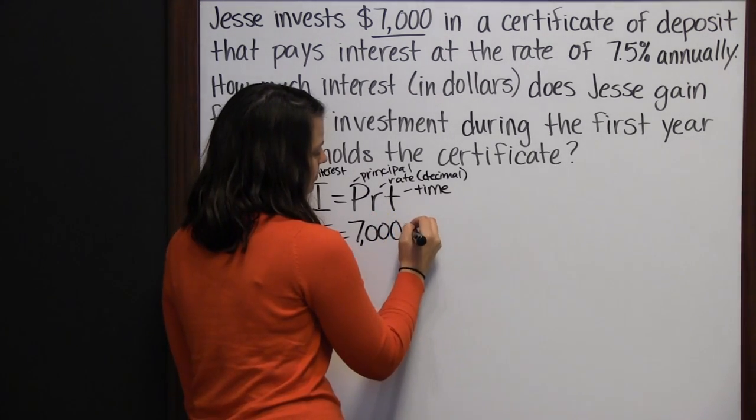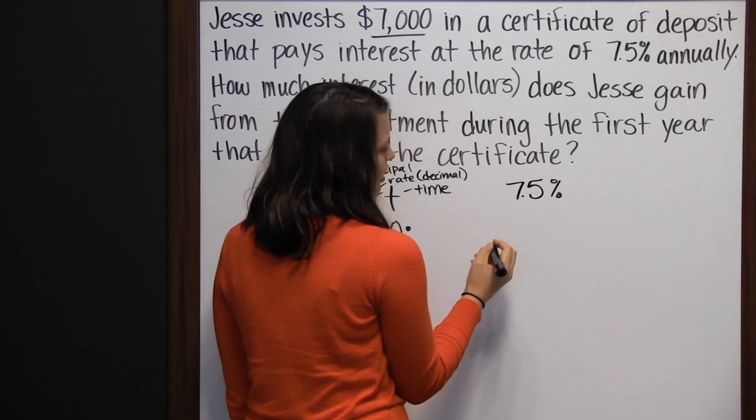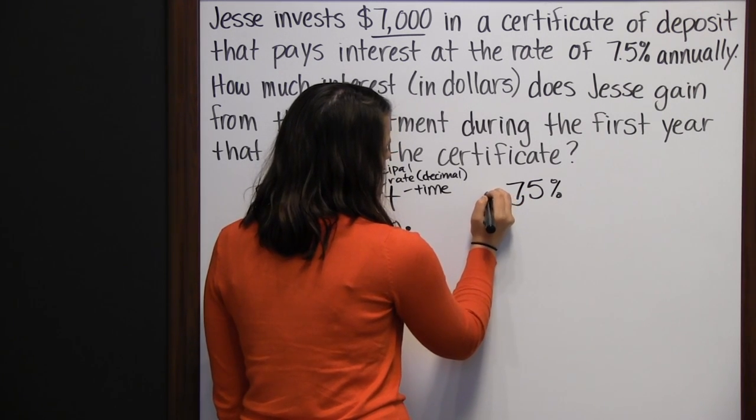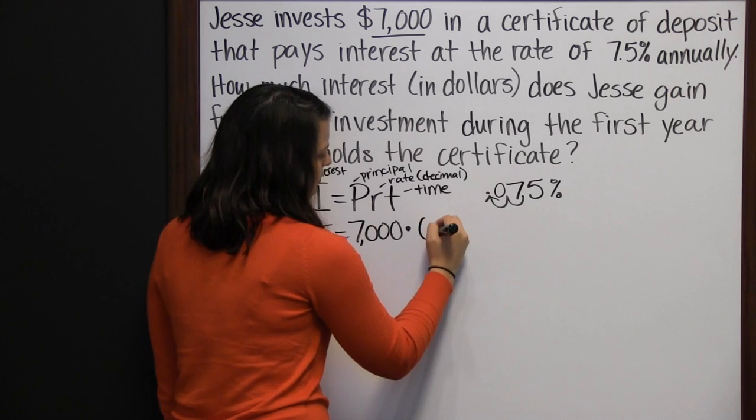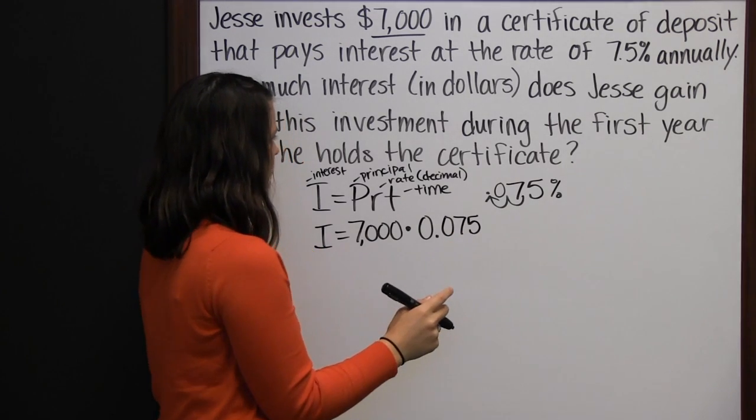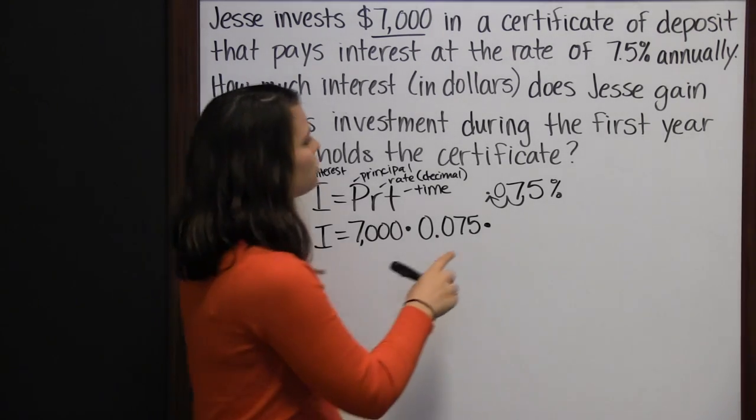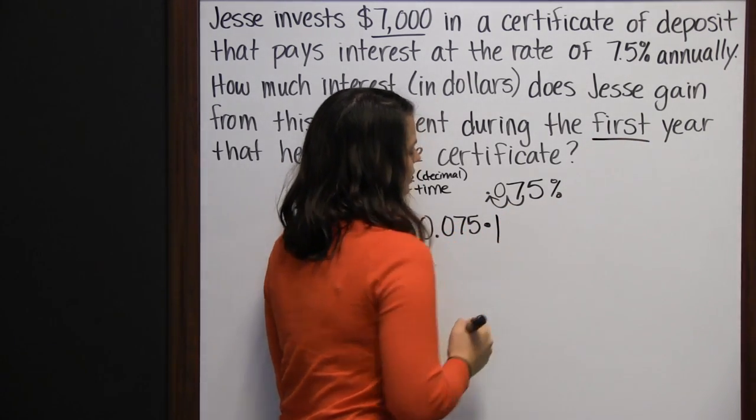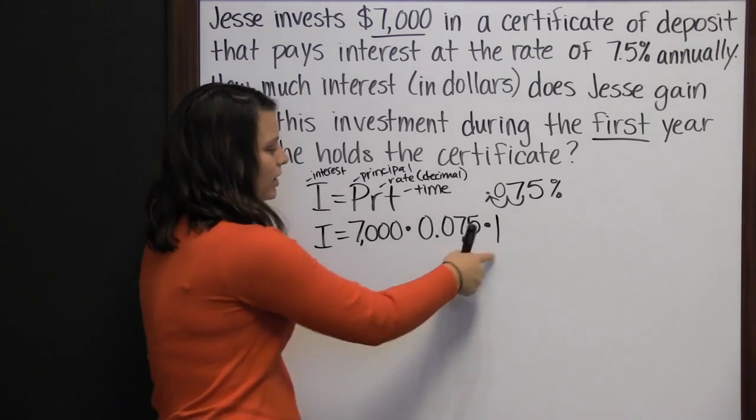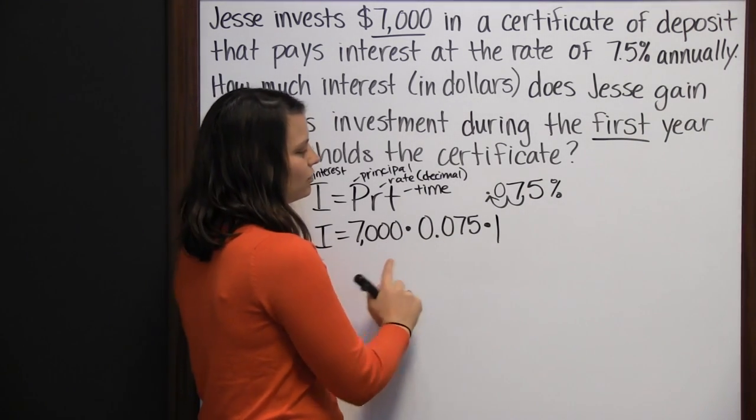times the rate, as a decimal again, so we're taking 7.5% and changing it to a decimal, which means moving the decimal two places to the left. So you add that zero, so it's 75 thousandths, and then times the time, and we're just trying to find out about the first year, so that means it's been in there for 1 year, and then we just need to multiply those things together. So one times anything is just that, so I can really ignore that. So I just need to multiply these two numbers together.